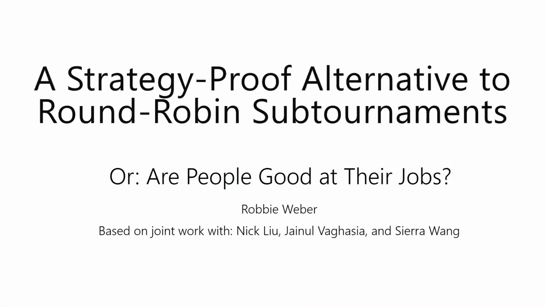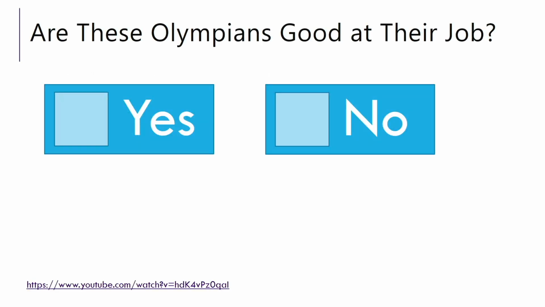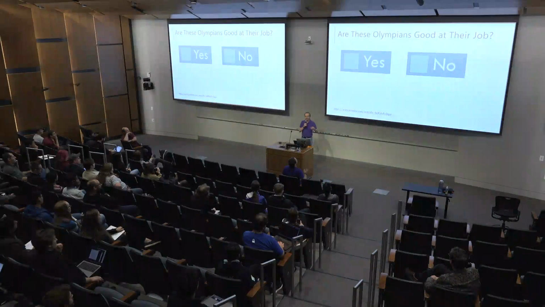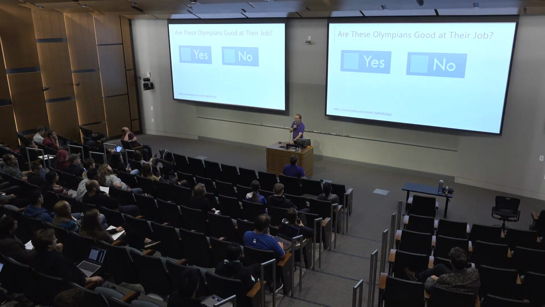All right, so this is joint work that I did with 3 undergrads here at UW, Nick, Ginal, and Sierra. The title for the draft of this paper right now is a strategy-proof alternative to round-robin sub-tournaments. But for this talk, I've added a subtitle, which is, Are People Good at Their Jobs? And that's the question I'm going to be asking you multiple times throughout this talk. So I'm going to start by asking you about some Olympic athletes, are they good at their jobs?